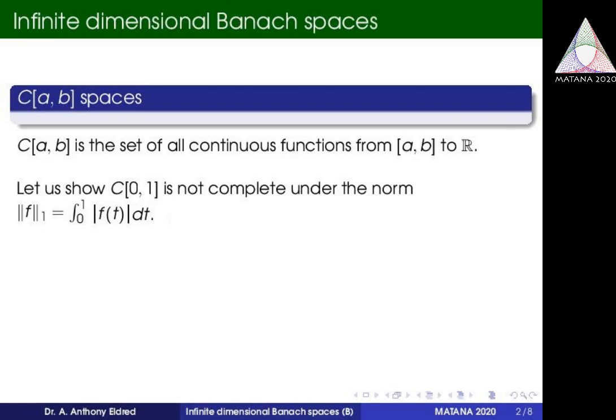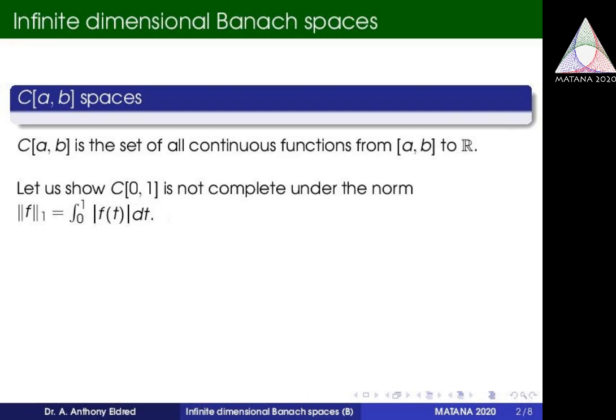So first we are going to define one norm. The one norm of f, where f is an element of C[a,b], so f is a continuous function from [a,b] to R, is equal to the integral from 0 to 1 of modulus of f(t) dt. If it is a function from [0,1] to R, we define the integral from 0 to 1. If it is from any closed interval [a,b], we can define the integral from a to b.